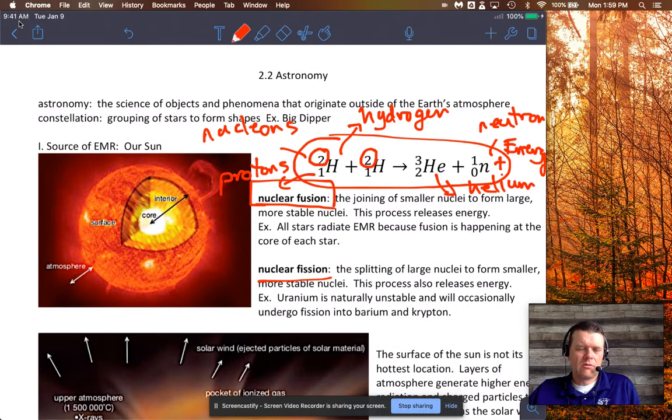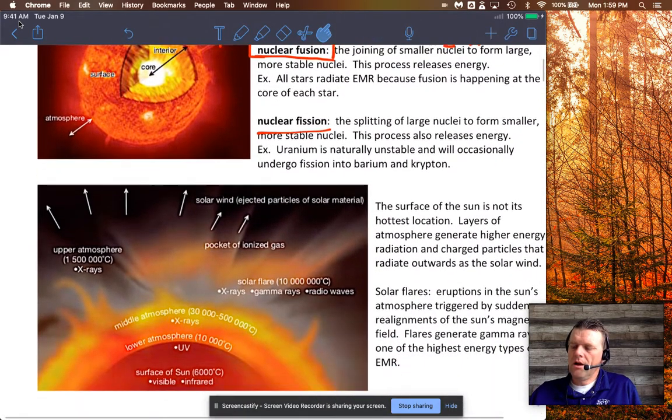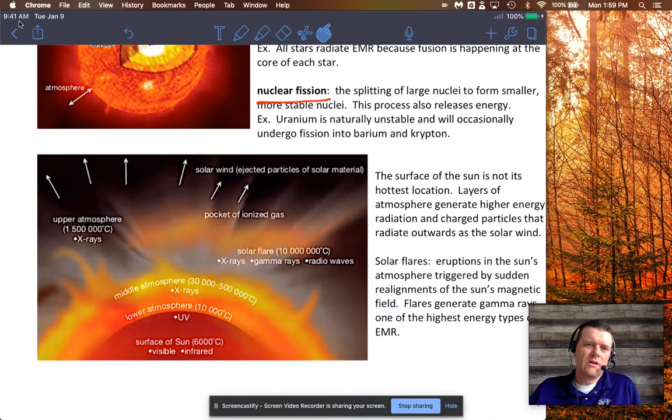Okay, that's the reaction that's actually releasing energy, releasing all of these highly charged particles and electromagnetic radiation. All that energy is coming out. We're going to look at that right now. Now, as I noted here, the surface of the sun is not its hottest location.